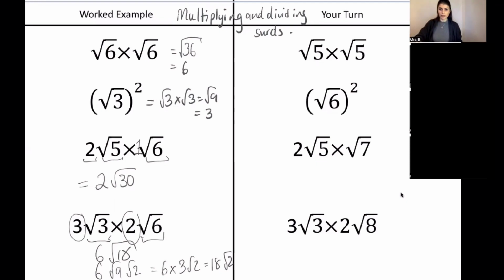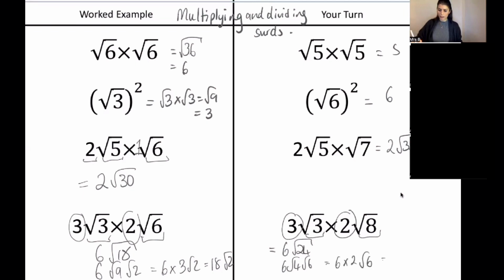Okay, so the first one, you should have 5. Second one is 6. Third one is 2 root 35. And 35 doesn't have a square factor, so that's as simplified as it goes. And the last one, 3 times 2, which is 6. Root 3 times root 8, which is root 24. Now, root 24 can be written as root 4 root 6, which gives me 6 times 2 root 6, which is 12 root 6, is your answer. Okay, any questions on that?